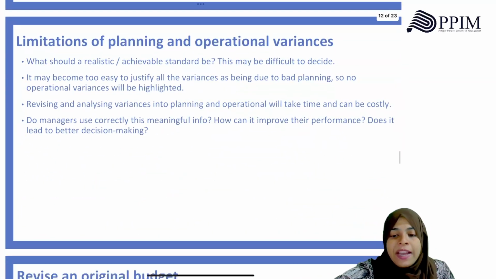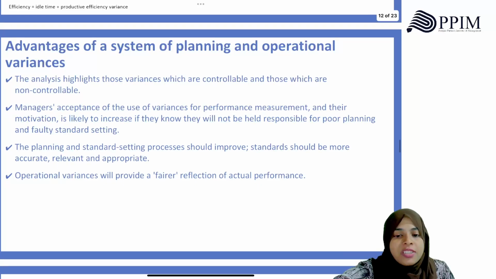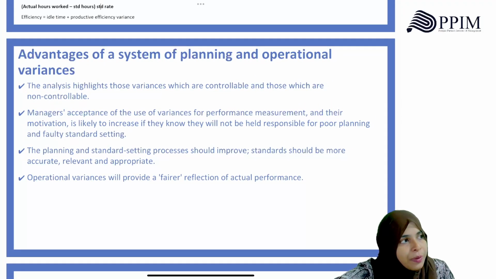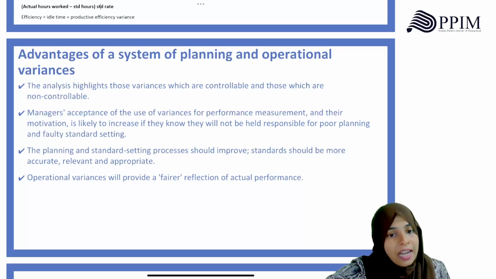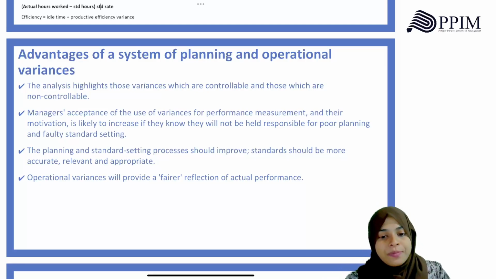So when you use planning and operational variance, the advantages are that it will highlight aspects or the variances which you could have controlled and which you could have not controlled. Therefore, the managers are not held responsible for things they couldn't control. And you have a proper idea as to how well your company performed in relation to the conditions in the market. So we can analyze our situation better and analyze our performance better as well.